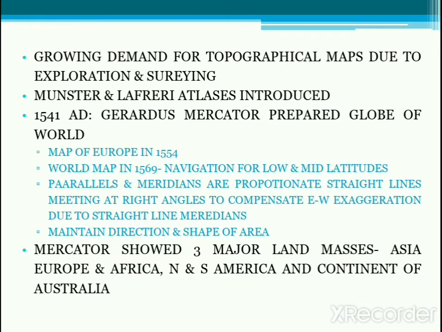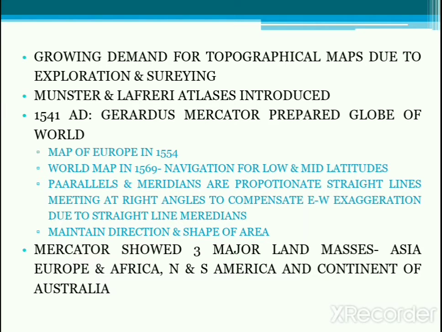He is famous for the world map he produced in 1569, which became the only map used for navigation in lower and middle latitudes. In his map, Mercator arranged both the parallels and meridians as proportionate straight lines meeting at right angles to compensate for the east-west exaggeration due to straight line meridians. This distorted the area of the map, but it helped to maintain the direction and the shape.